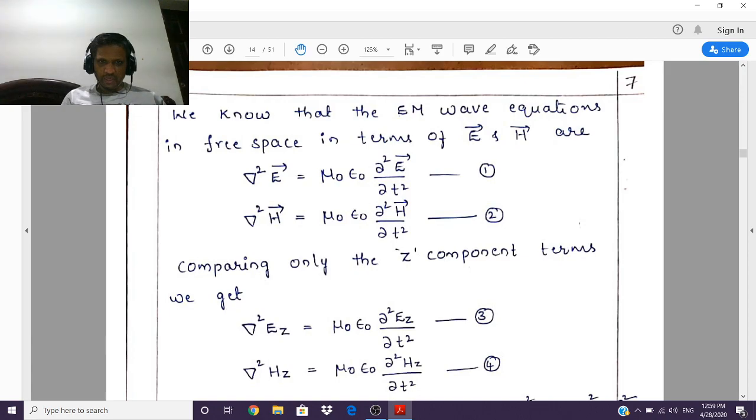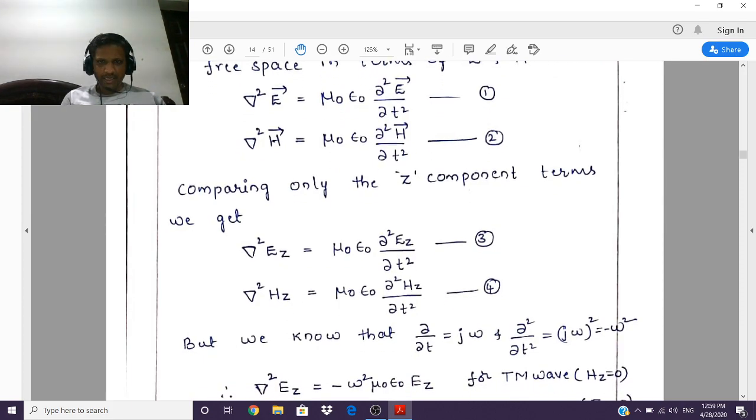Now, if you expand the E vector on both sides in equation number 1, and similarly expand the H vector in equation number 2 on both sides, E can be expressed as Ex Ax bar plus Ey Ay bar plus Ez Az bar, and we compare only the Z component terms. Why are we comparing only Z and writing it in terms of Ez and Hz? The reason is that in the next step we are going to find the field components like Ex, Ey, Hx, Hy in terms of these Ez and Hz. By getting these equations only in terms of Ez and Hz, we need to find the solution for this.